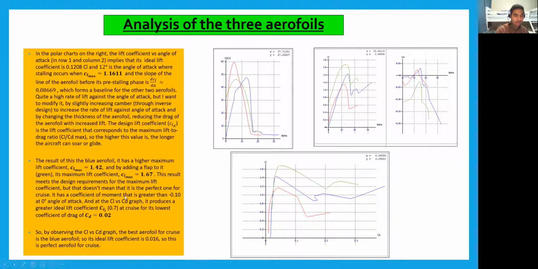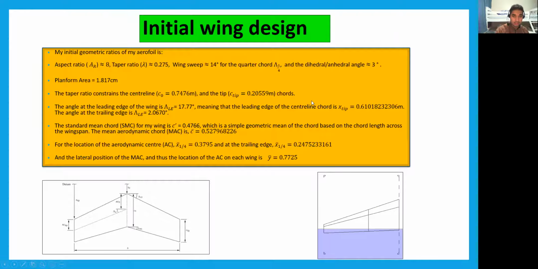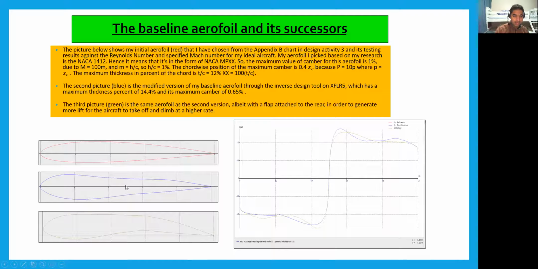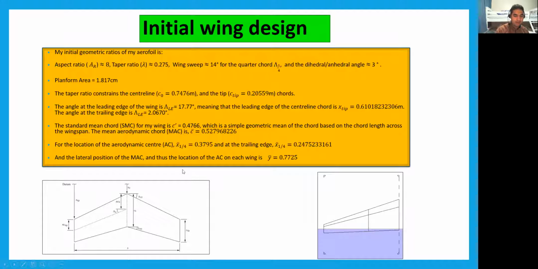It has a max coefficient of moment that's greater than minus 0.1, lower at 0 angle of attack, and in the CL versus CD, it produces a greater ideal lift coefficient, 0.7, at the lowest coefficient of drag. So the blue airfoil is the best one. This one here.